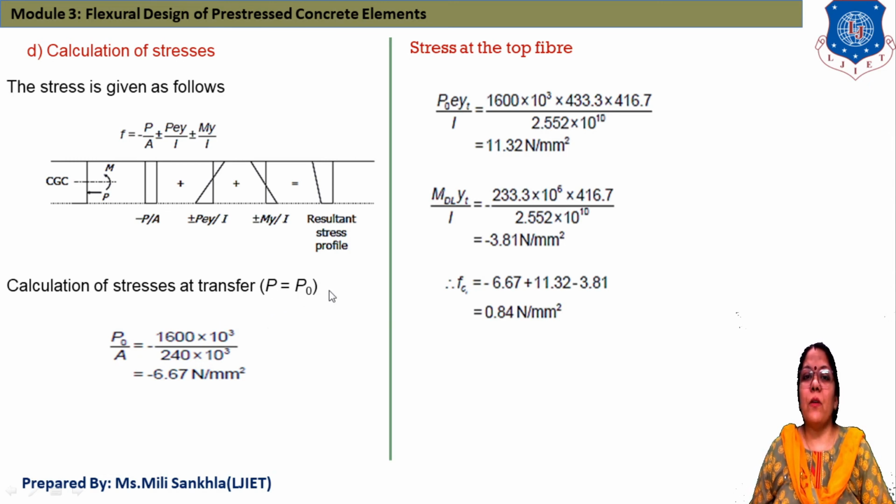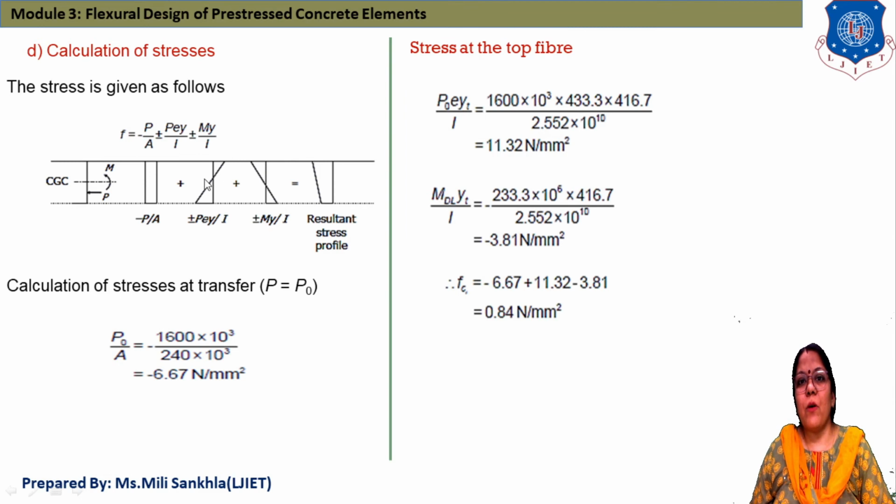PO means our pre-stress force after losses. PO by A, where PO is our force, 1600 into 10 raised to 3, and the area of our I section is 2,40,000. The answer is minus 6.67 Newton per mm square. Here we found the direct stress. Now second, we find the bending stress, that is POEYT by I.